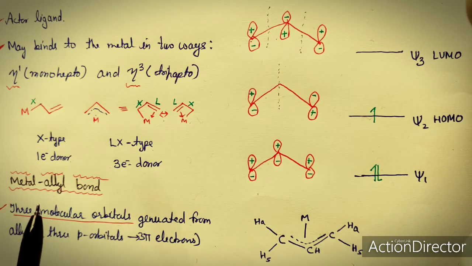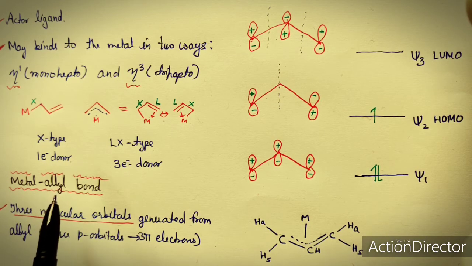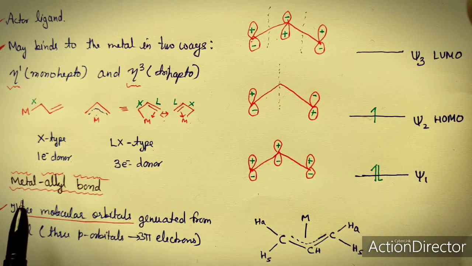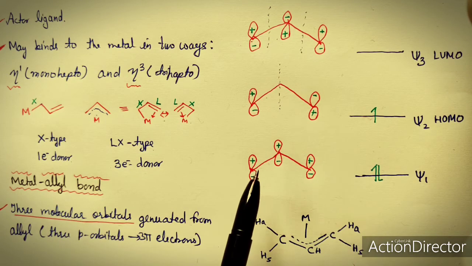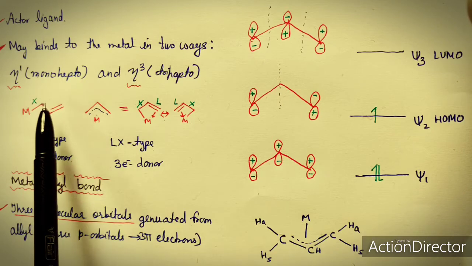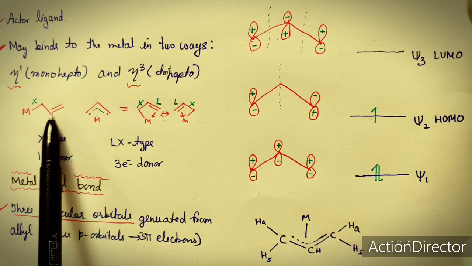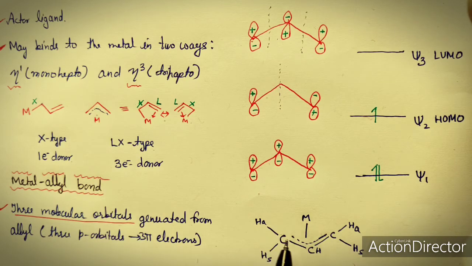Now what kind of bonding is there in the metal allyl bond? To know more about the bonding in metal allyl complexes, you first have to study its molecular orbitals. As you know, there are three carbon atoms, 1, 2, 3, in the allylic ligand. You can see carbon 1, carbon 2, carbon 3. So there is one double bond.